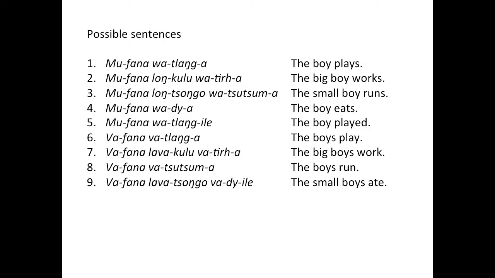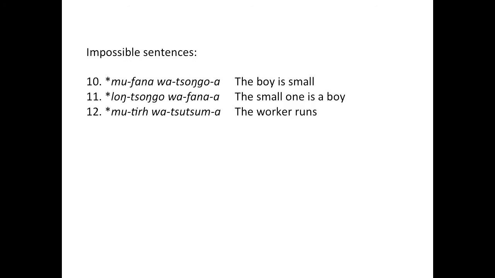For this problem, you have been given a data set containing 9 sentences in Tsonga. You have also been given 3 sentences that are impossible or ungrammatical. The idea is that you will use these ungrammatical sentences as negative evidence. You'll see how that works when we get to it. We'll start by looking at the grammatical sentences.